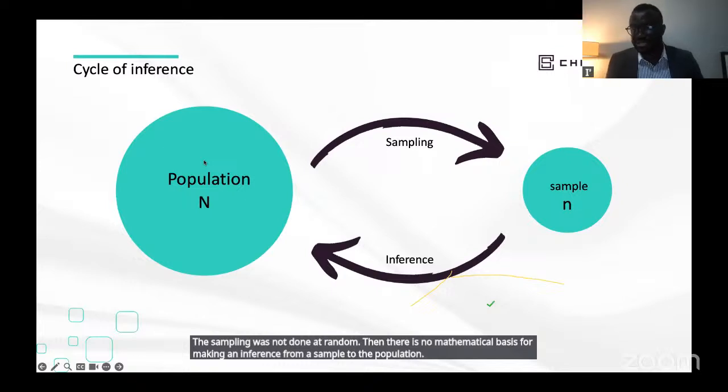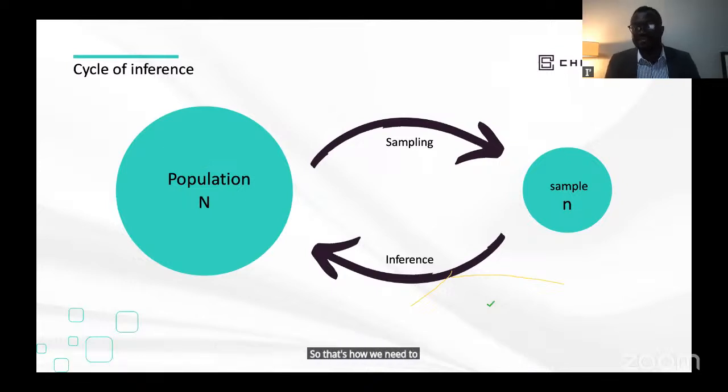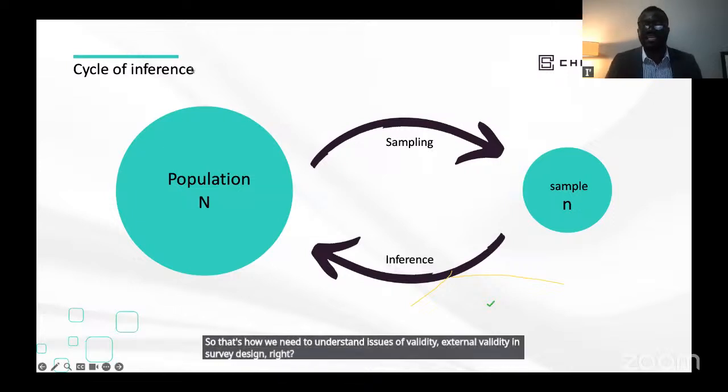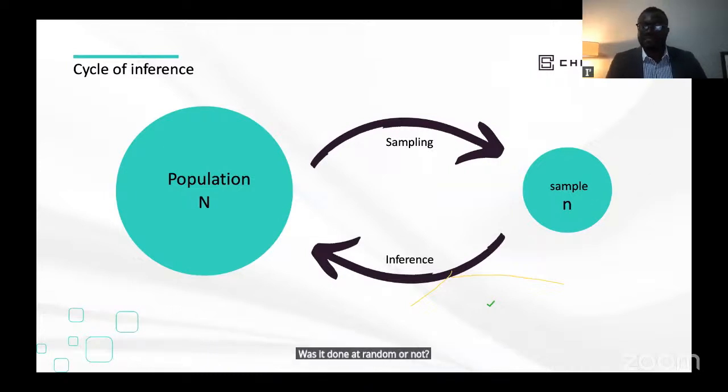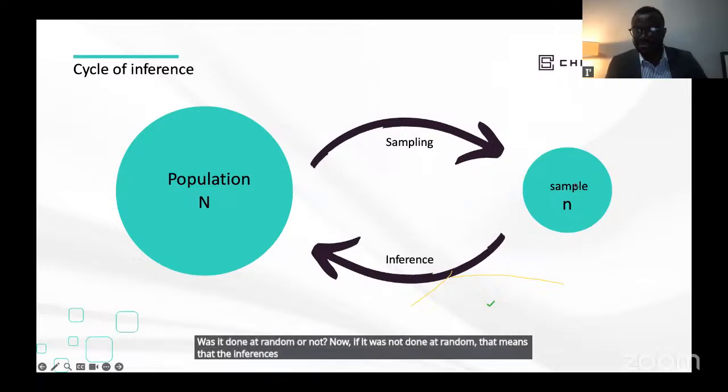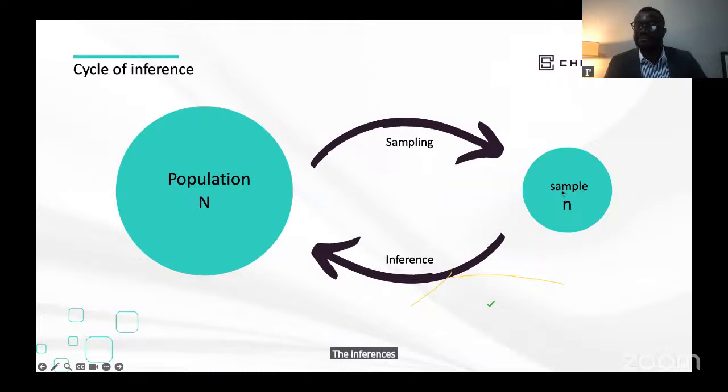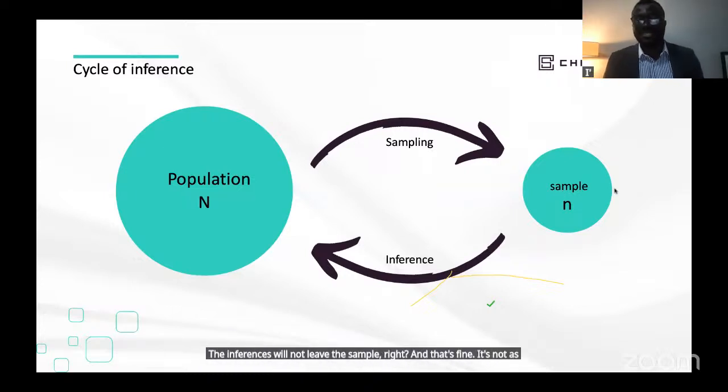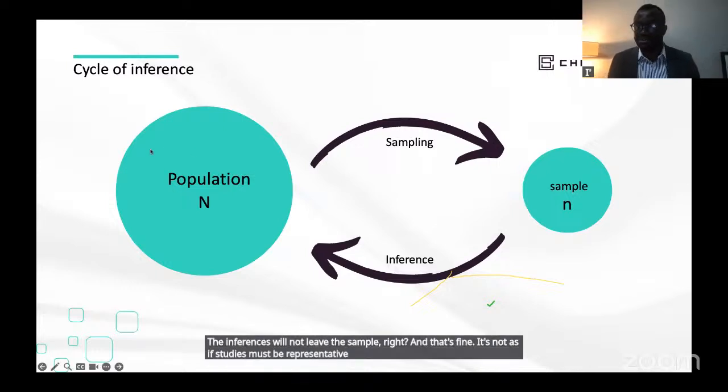So that's how we need to understand issues of validity, external validity in survey design, right? The whole basis of it lies in how did we select the sample? Was it done at random or not? Now, if it was not done at random, that means that the inferences will only be to this sample. The inferences will not leave the sample, right? And that's fine. It's not as if studies must be representative to the population for them to be useful.